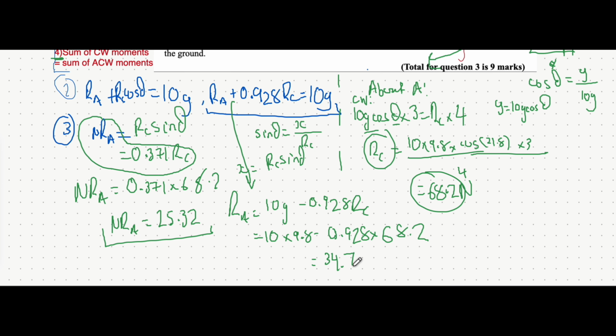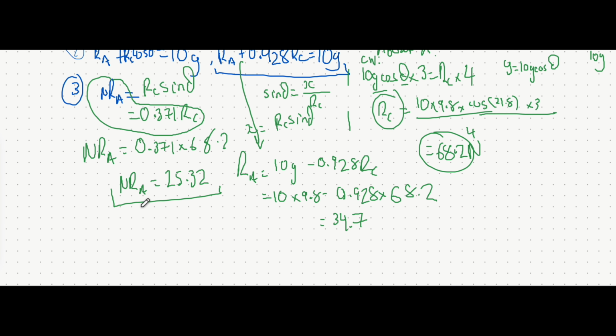And there you go, we're nearly at the end now. We can now replace the reaction force at A with 34.7. So 34.7 mu is equal to 25.32. Divide both sides by 34.7 and you'll get your coefficient of friction. In this case, that's 25.32 divided by 34.7, which is 0.729, or let's say 0.73. That's your final answer.